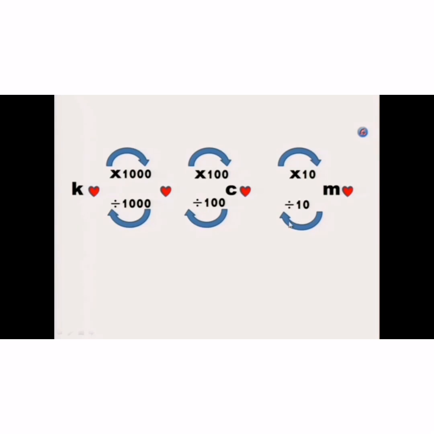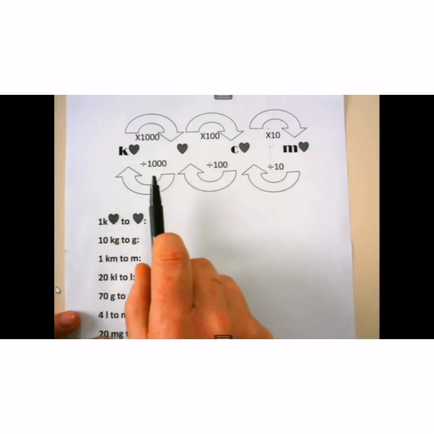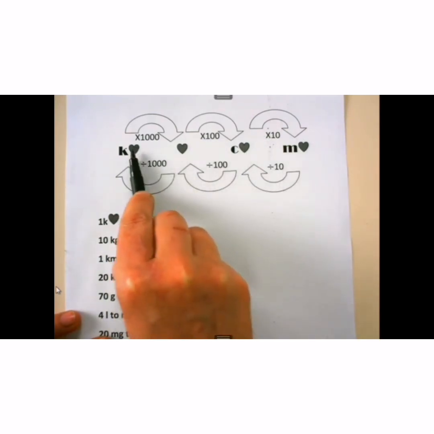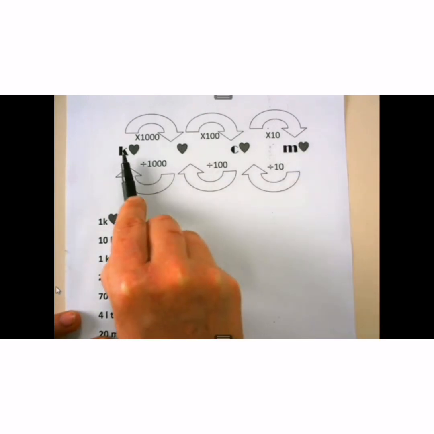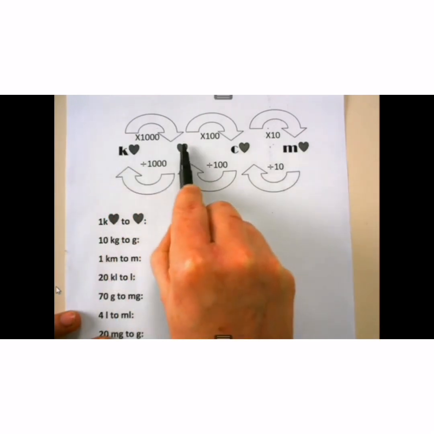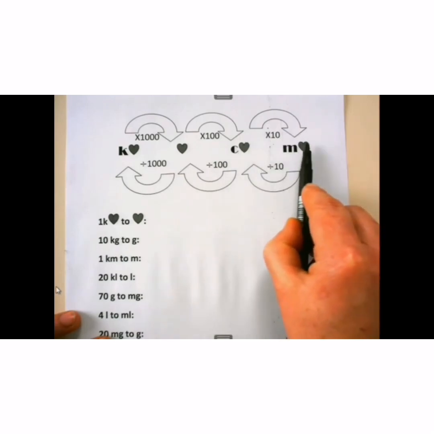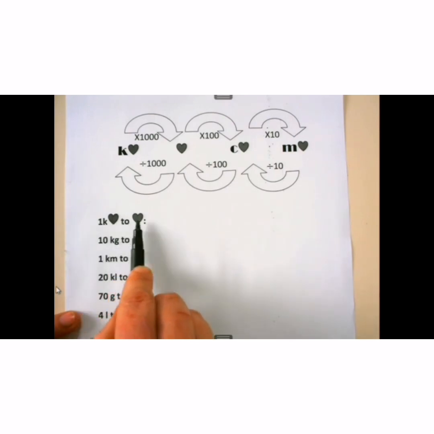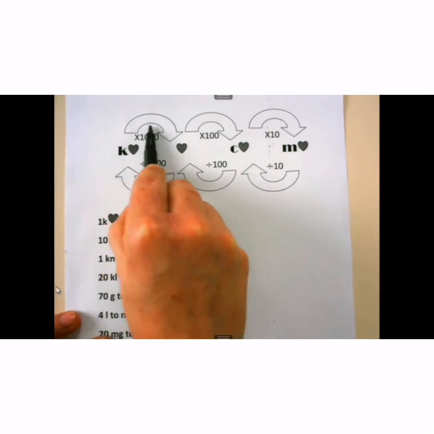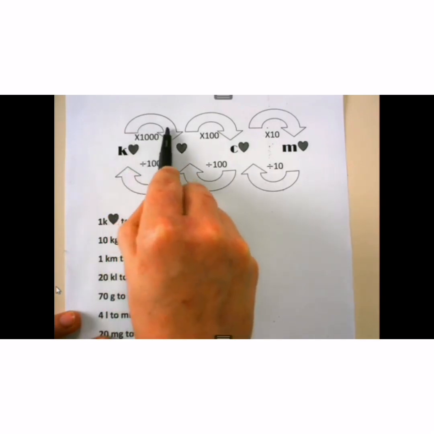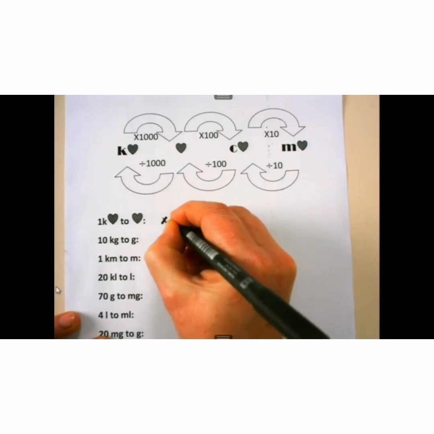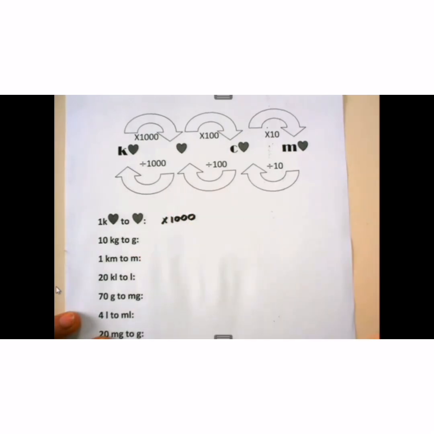Let us do some examples to practice this. Let us see what we are going to do if we move from one of the units to the other. The base in this case is the heart. Remember, I've got my kiloheart, my heart, my centiheart, and my milliheart. If I move from the kiloheart to the heart, I move in that direction. So what must I do? I must multiply by 1000.